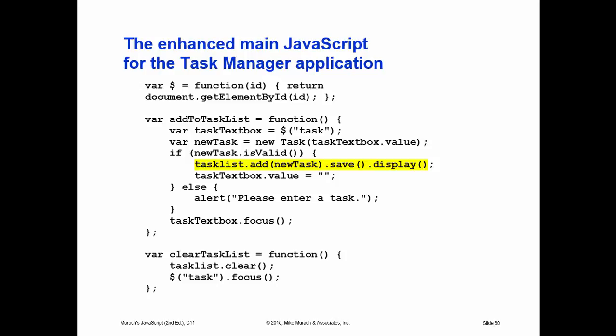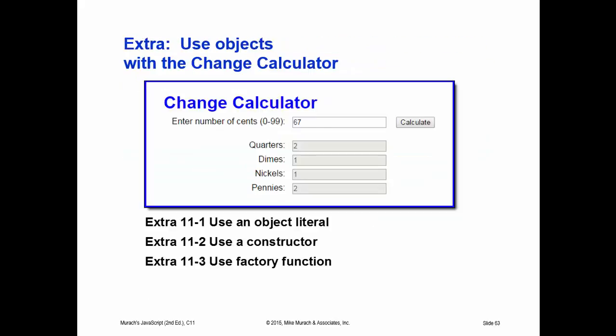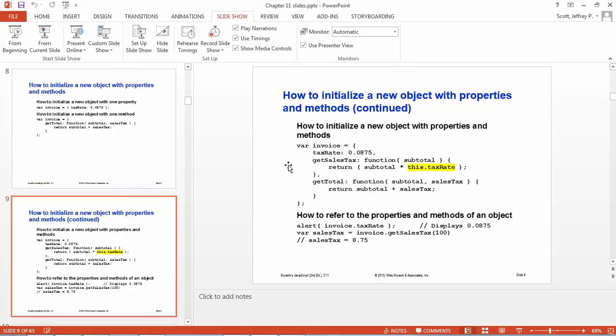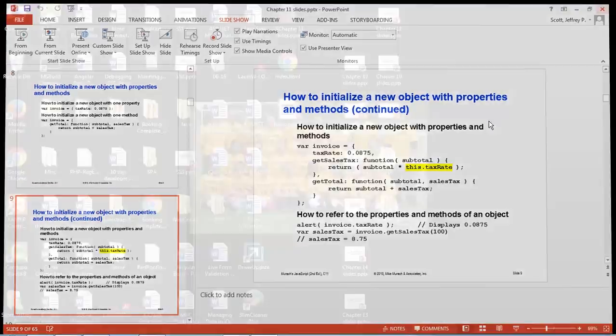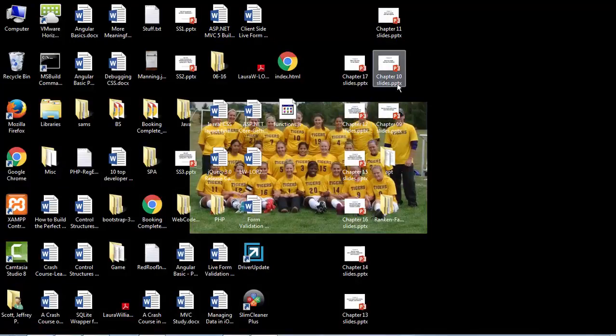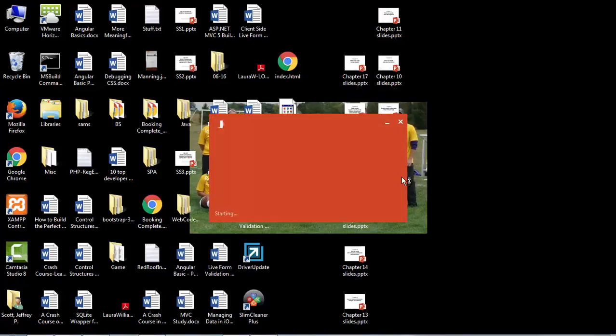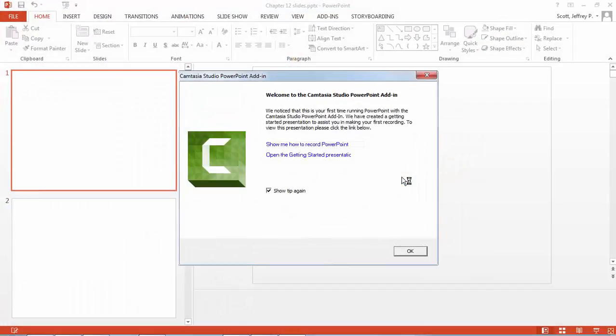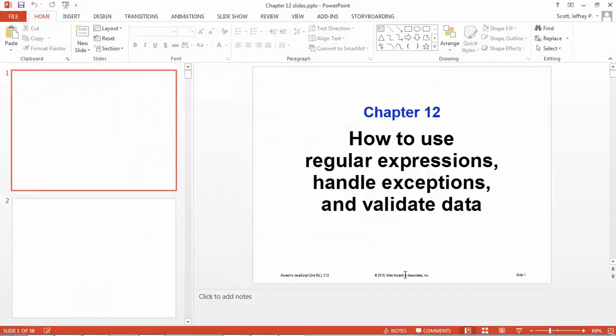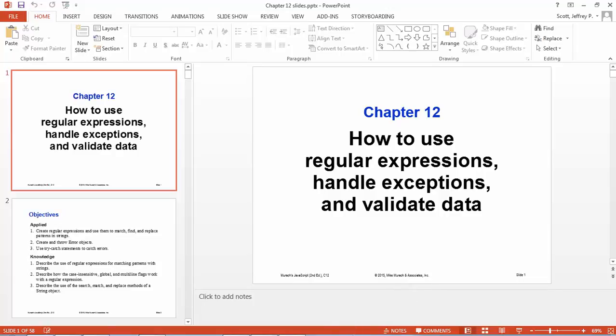All right? So we'll come back in a couple minutes, and when we do, we will be into the last chapter of section 2 in the book, which is chapter 12, and chapter 12 is on how to use regular expressions, how to handle exceptions, and how to validate data. All very important topics, which we'll come back to and talk about soon.